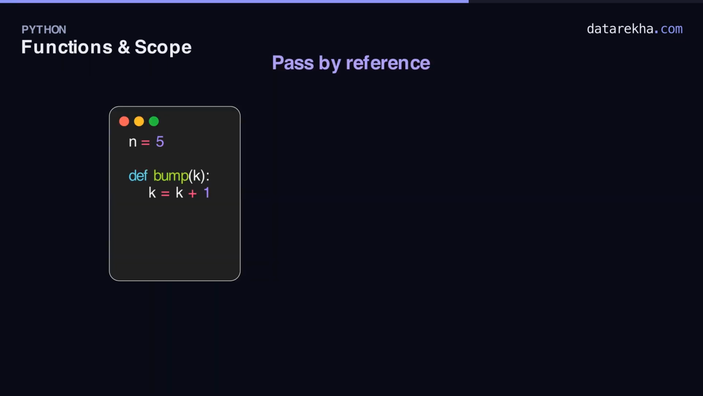Now the most important gotcha of all. What really happens when you pass a value into a function? It depends entirely on whether that value is mutable. Start with an integer. n is 5, pointing at the number 5 object.